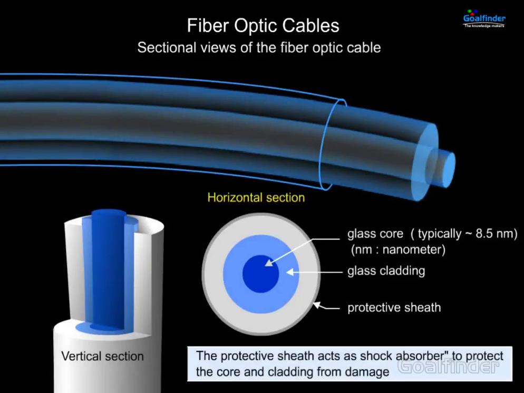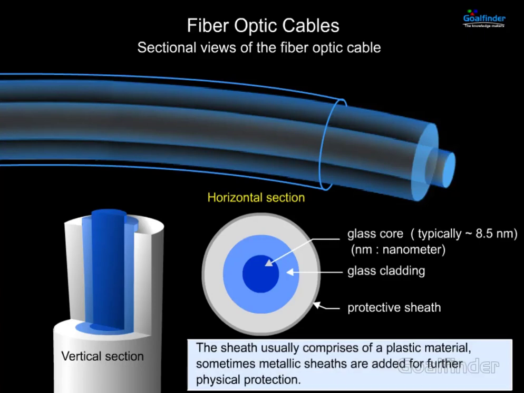Sectional views of the fiber optic cable. In the horizontal section, we can see a glass core, which is typically approximately 8.5 nanometer. We can see a glass cladding and a protective sheath. The protective sheath acts as a shock absorber to protect the core and cladding from damage. The sheath usually comprises a plastic material. Sometimes metallic sheaths are added for further physical protection.